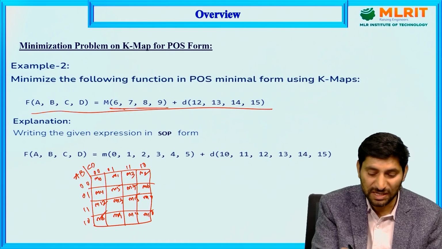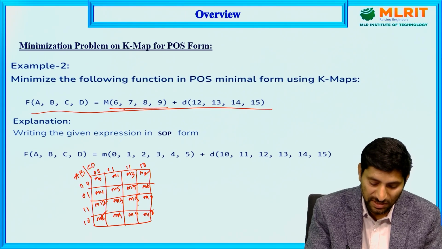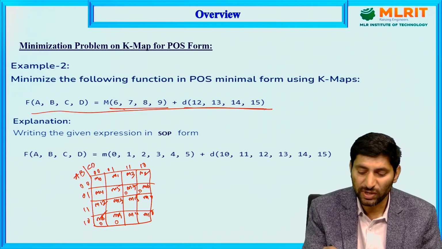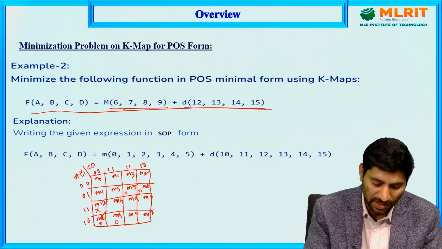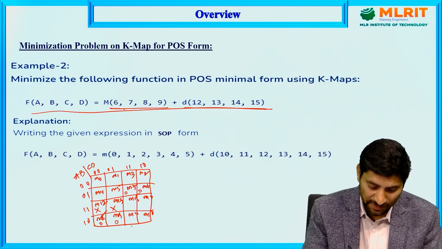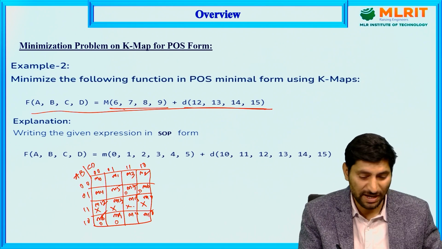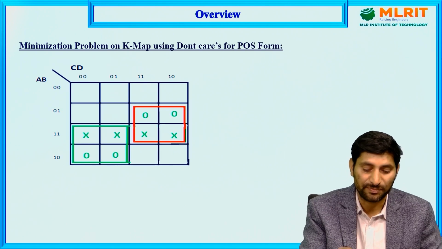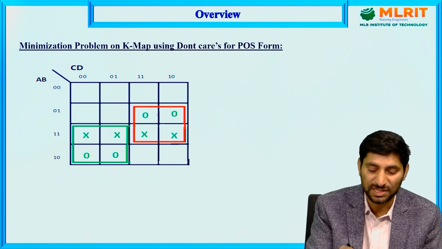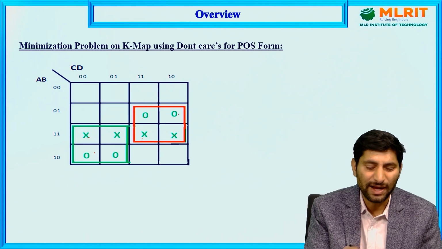So these are the terms given: 6, 7, 8, 9. I need to denote these 6, 7, 8, 9 with zeros, and along with that, don't care terms are also given. So the 12th term, 13th term, 14th term and 15th term. So these are the terms given, we can observe here. So 0, 0, cross, cross, cross, cross, 0, 0. Now I need to group it.